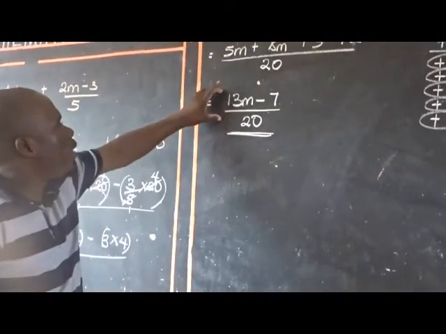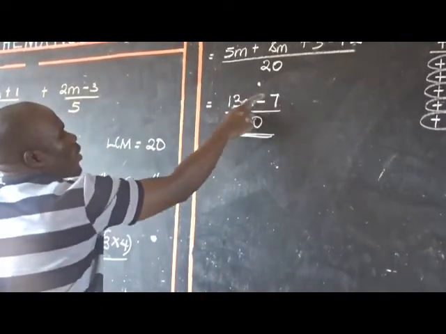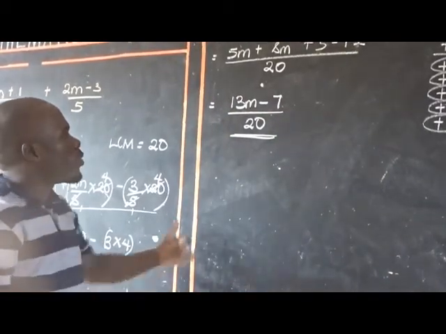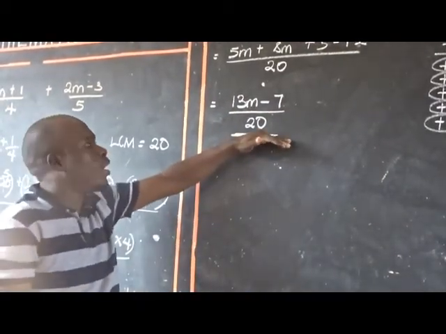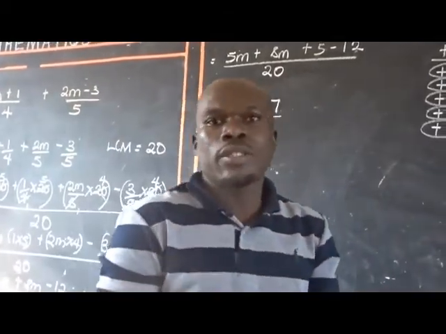So can we simplify this? Definitely no, because these terms are unlike, so we cannot subtract 7 from 13m since they are unlike terms. So we shall leave our answer like this. Hoping you have understood how to collect like terms.